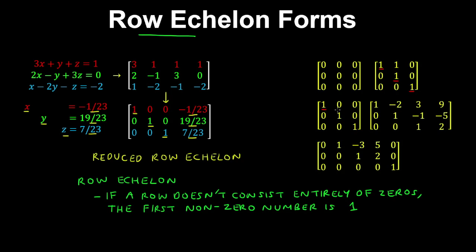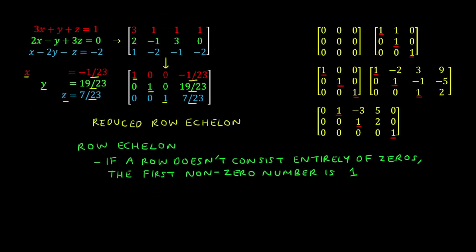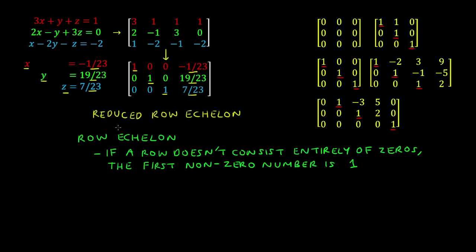And here is another example, and another example here. So the first number is a 1, as we can see. And here is yet another example of this property. Now the second property of the row echelon form is that rows with all zeros are placed in the bottom of the matrix.